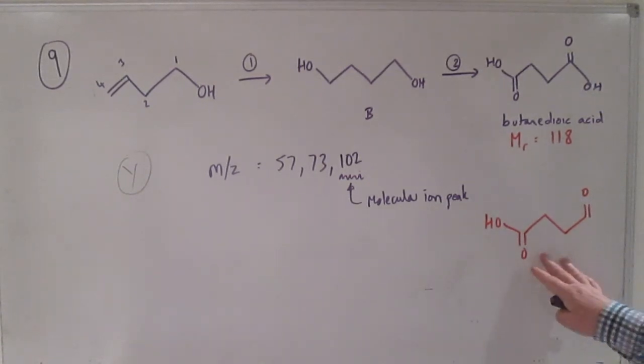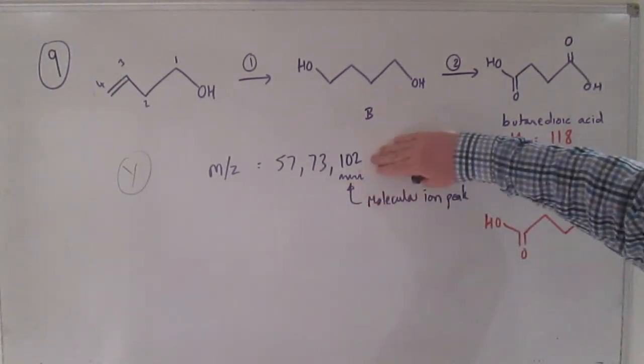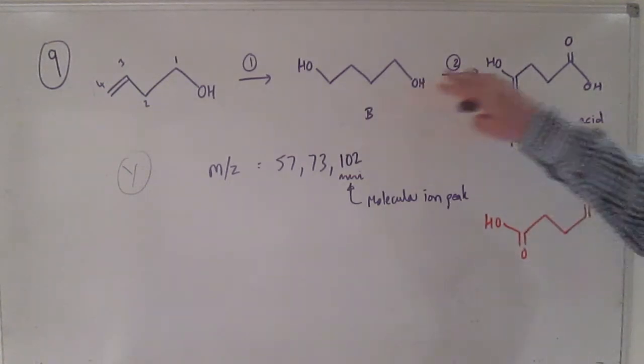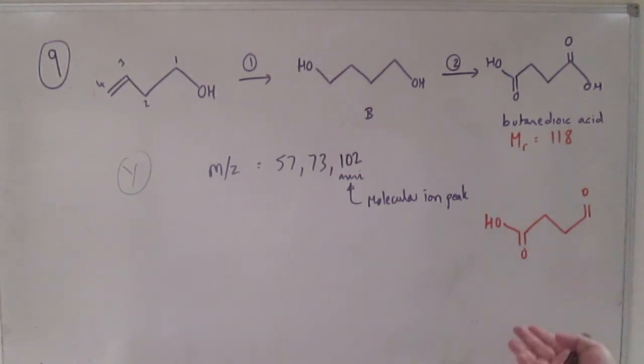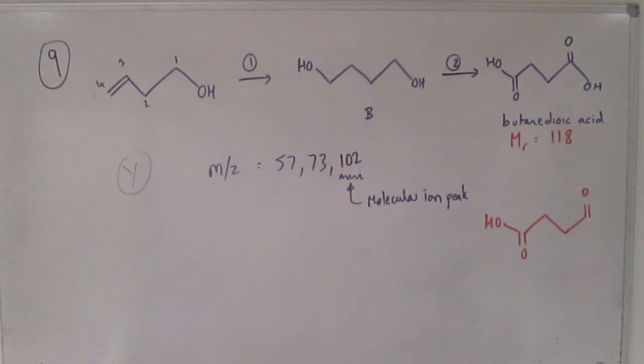Okay, so this seems like a very good candidate to be compound Y, both because it has an Mr which is consistent with the m over z of the molecular ion peak, but also because it's a compound that we would expect to be formed in between these two compounds, because you've got to oxidize a primary alcohol to an aldehyde before you can go through to the carboxylic acid, so that's expected to be formed somewhere as an intermediate along the way. But we can get further evidence in support of that by seeing if we can explain what these fragment peaks are.